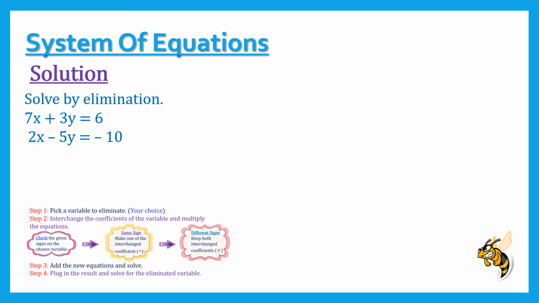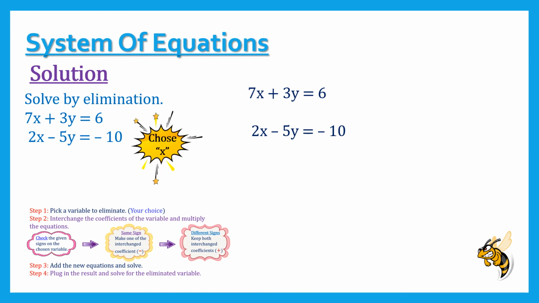Let's remind ourselves of the steps. We have 7x plus 3y equals 6, and 2x minus 5y equals negative 10, and I'm choosing to eliminate x. So I chose the x in this situation. So the only coefficients that mattered to me are the 7 and the 2. If I take a good look, I notice that both are the same sign. They're both positive. So therefore, when I interchange, one of them on the outside needs to be negative. So the 2 goes to the top, the 7 goes to the bottom, and I make my 7 negative in the bottom. It doesn't matter if you make the 2 negative and keep the 7 positive. It's just a matter of preference.